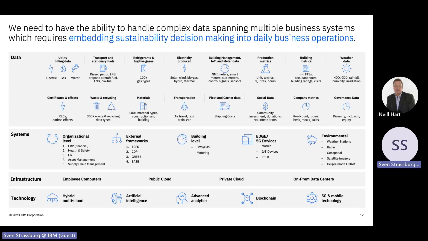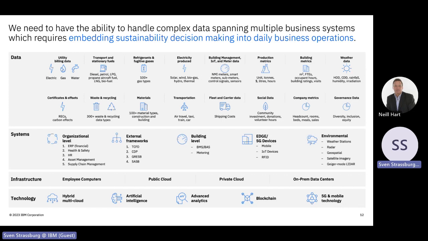So there are the company metrics in there, there's company data, which is clearly financial in nature. But then there are also the FTEs and building occupancy data. Then there's the various fuel data that we have. There's a lot of waste. There's also the client travel, employee travel, shipping costs, all of the different data points that you would be collecting in order to drive an ESG report.